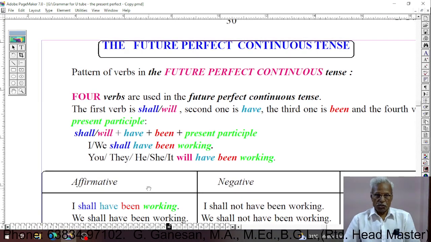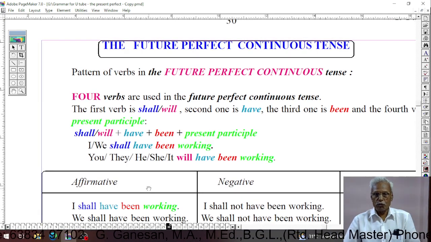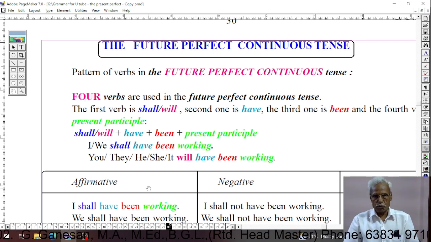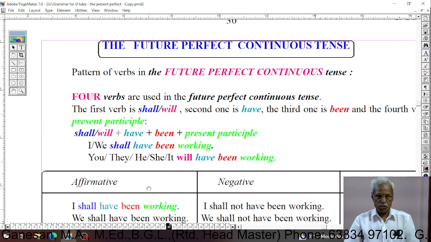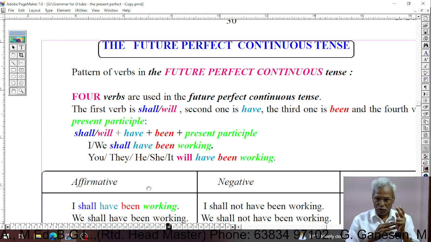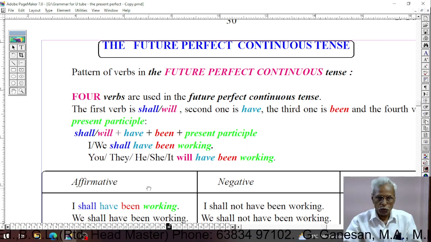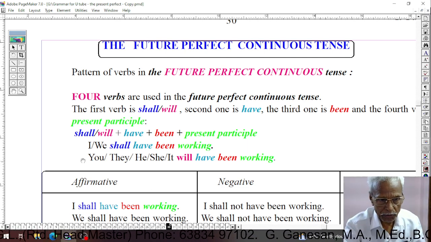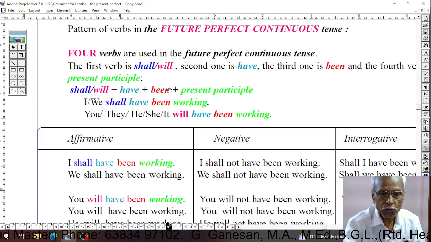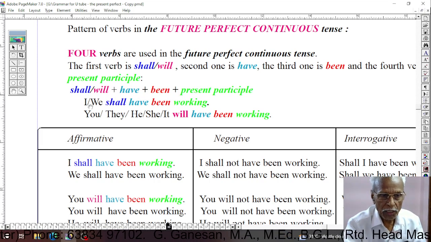Future perfect continuous tense. Pattern of verbs in the future perfect continuous tense. I have already explained to you, 4 verbs are used in the future perfect continuous tense. The first verb is shall or will, the second one is have, the third one is been, and the fourth one is present participle. Shall or will, have, been, present participle.